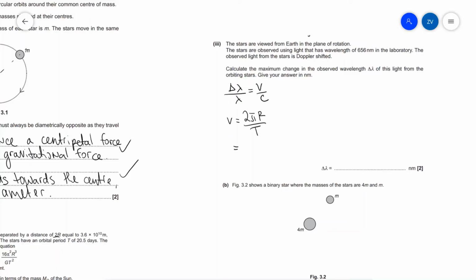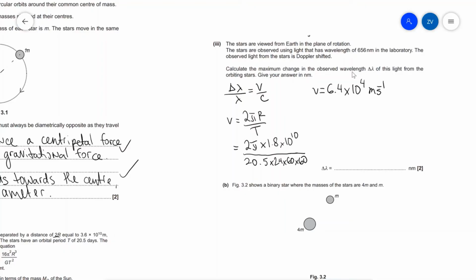So let's do that. It's going to be 2 pi times the radius of rotation. So it's going to be 3.6 times 10 to the 10, and we're going to divide this by 2, which is going to give us 1.8 times 10 to the power of 10. And the time period was 20.5 days. It's going to be 20.5 times 24 times 60 times 60, like so. And this is going to give us an answer for the speed, which is, up to two significant figures, 6.4 times 10 to the 4 meters per second.